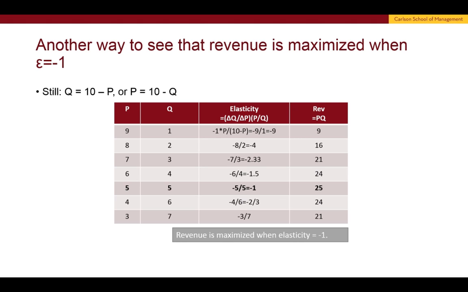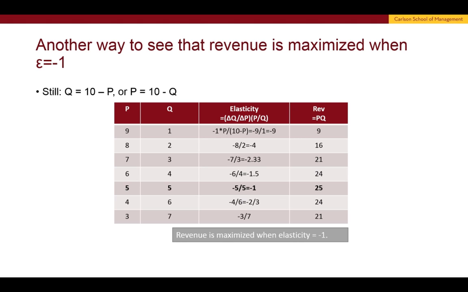We have one other way to see that revenue is maximized when the elasticity equals -1. Again, we're using the same demand curve, P equals 10 minus Q, or Q equals 10 minus P. What the table shows is a set of prices and quantities along this demand curve. So for example, if the price were 9, the quantity would be 1. Look over at the last column where we have the revenue, the product of price and quantity. So 9 times 1 is 9.